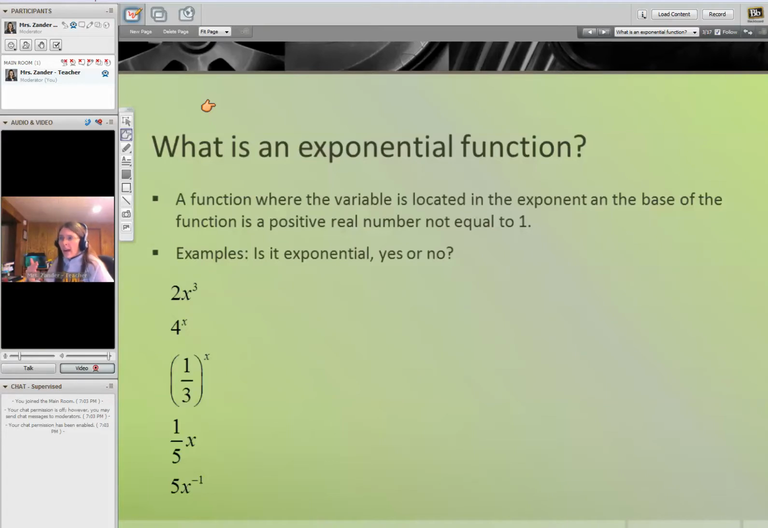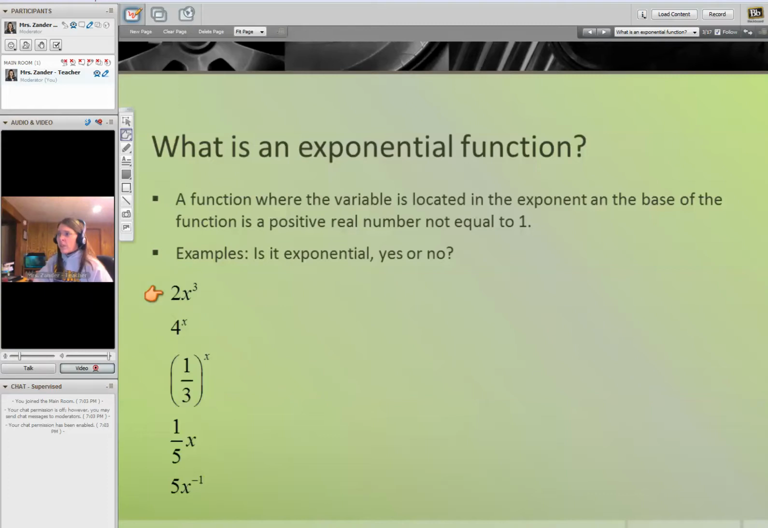So we've got to make sure the base is either larger or smaller than that. And again, it's always going to be positive. Our base is never going to be a negative value. All right, so let's look at some examples and determine if the function is exponential or not.